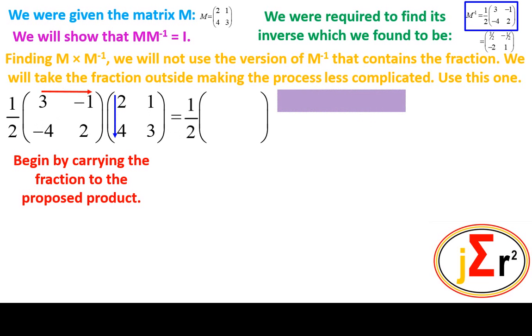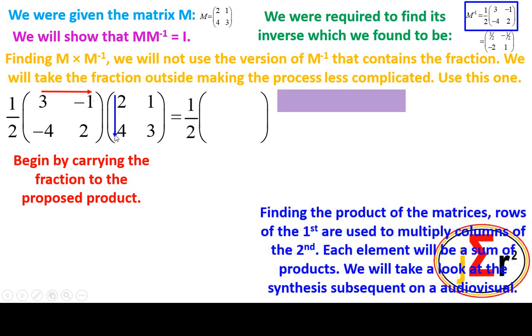We are required to multiply the matrices, and we will do so by saying row times column. Row times column, as we have it right there. Finding the product of the matrices, rows of the first are used to multiply columns of the second. Each element will be a sum of products. We will take a look at the synthesis on a subsequent audiovisual.